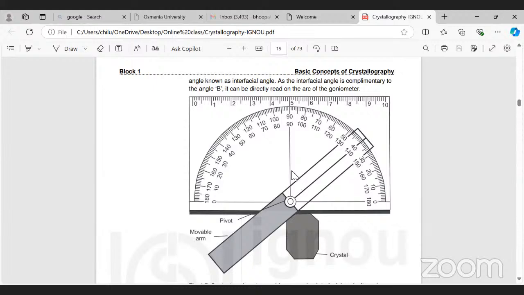So from this center point, if it has similar faces, the axis passes only once through the center point. So the angle is 360 degrees. It is known as monoclinic. Suppose you can divide it into two parts, 180 degrees. Automatically the crystal is divided into two parts. So 360 by 2 is 180 degrees, and it is known as digonal.